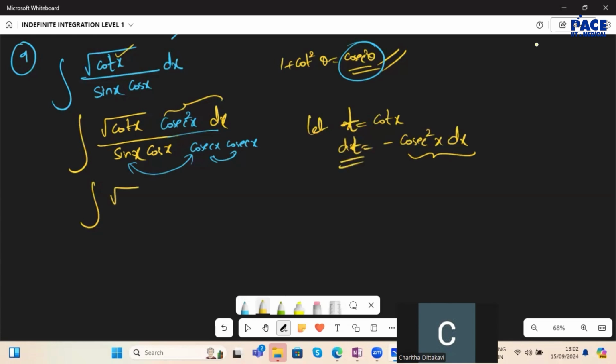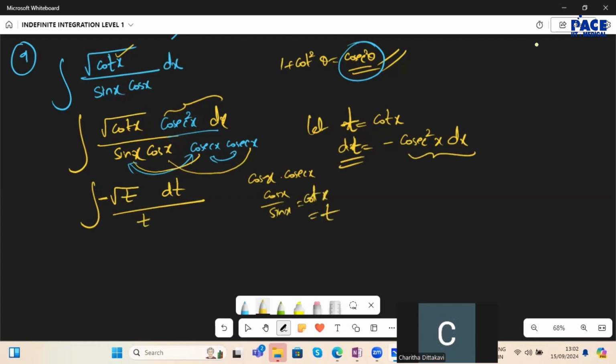And here you have a root t with minus dt upon, what is your denominator? Anyhow, sin x and cosecant x becomes 1. Remaining are these two, isn't it? So what is cos x into cosecant x? Which is nothing but cos x by sin x, which is nothing but your cot x. So you have cot x, in the sense t, there. So t in the denominator. Is that clear? So nothing but minus integral of 1 by root t dt.